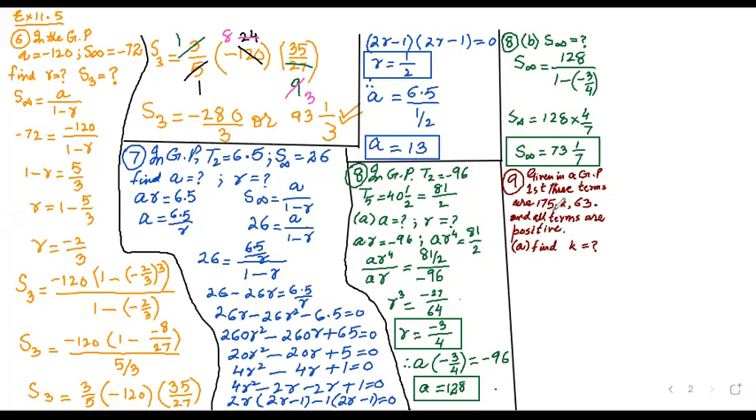Because these terms are in a GP, their common ratio must be the same. So k upon 175, the ratio of the second to the first term, must be equal to the ratio of the third term to the second term.